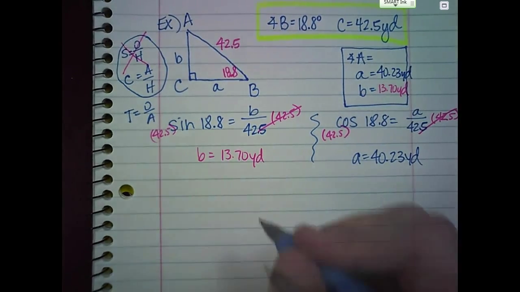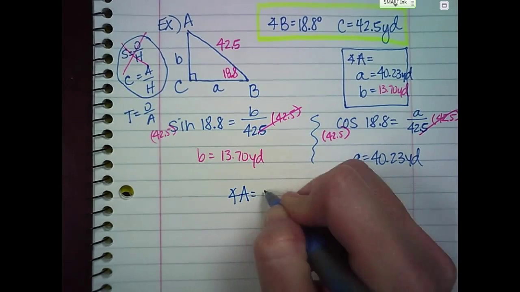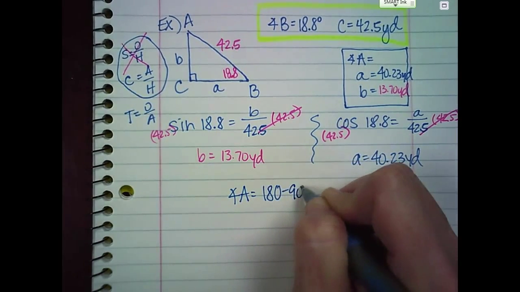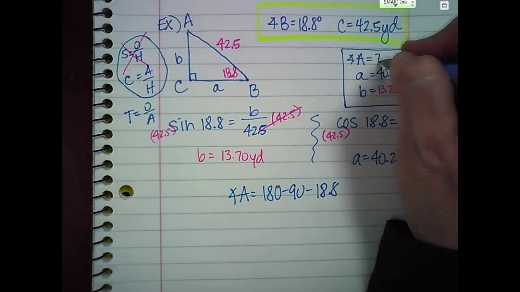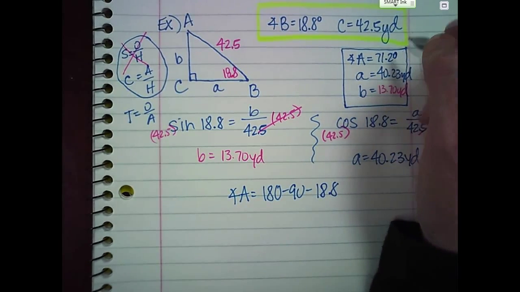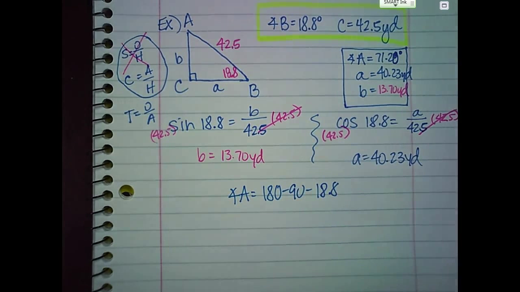Now find angle A. Angle A is just 180 minus 90 minus 18.8. 71.2. Don't forget your degree marks so you don't lose points. 71.20 degrees.